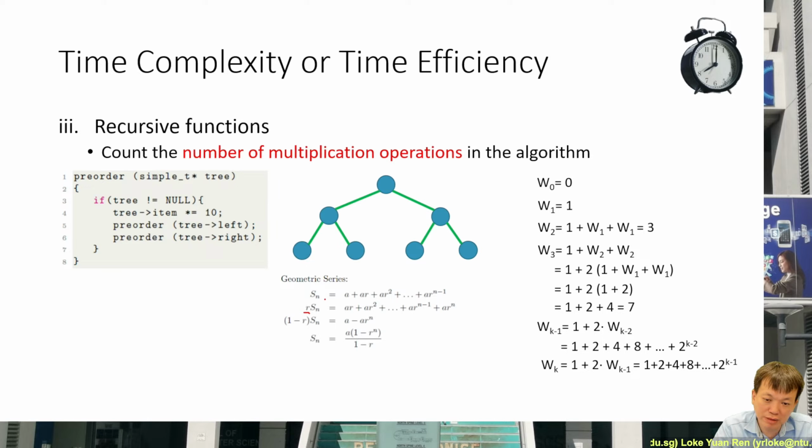Then you just subtract the first equation from the second equation. The left hand side is 1 minus R, and the right hand side only leaves the first component and the last component. So it's A minus A times R to the power of N. So that is the geometric series formula. Anyway, I just substitute into this equation, and I find the answer is 2 to the power of k minus 1, where k is the level of your binary tree. So as expected, it is 2 to the power of k.